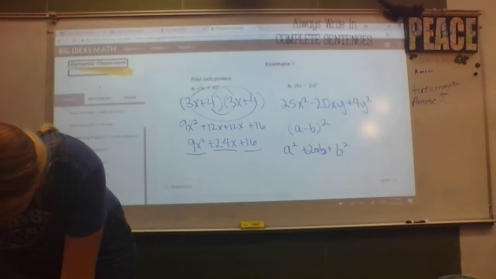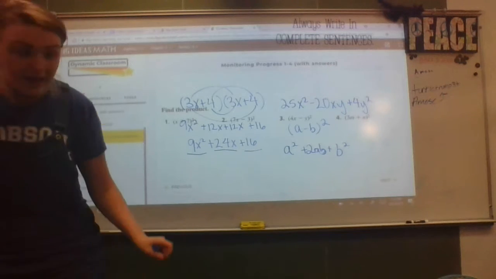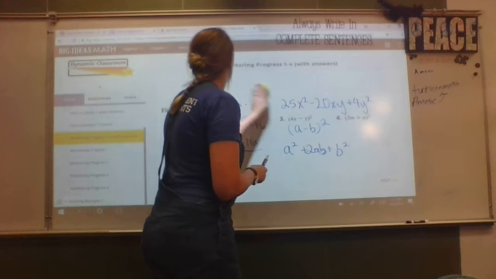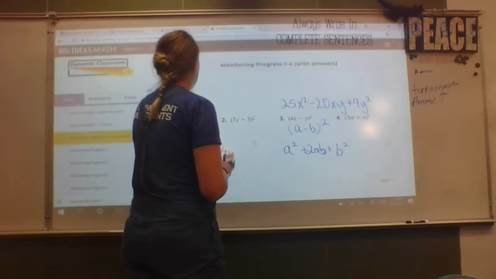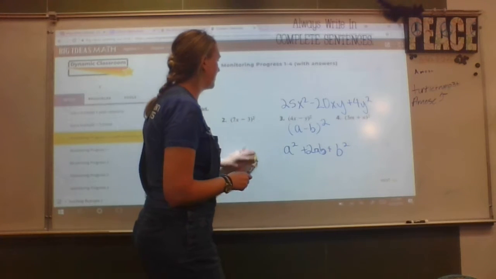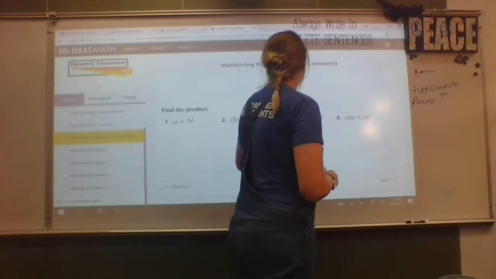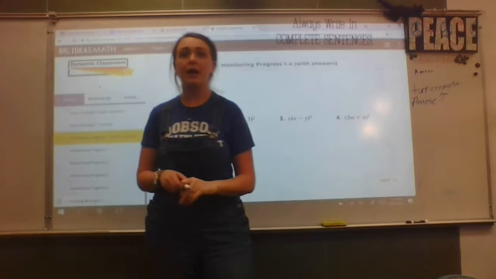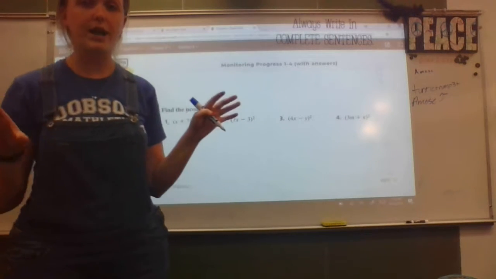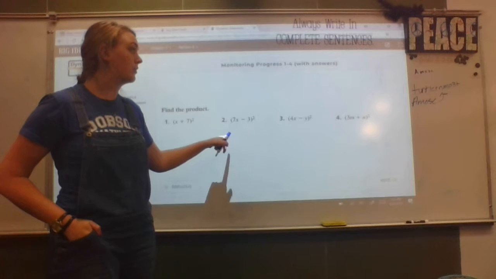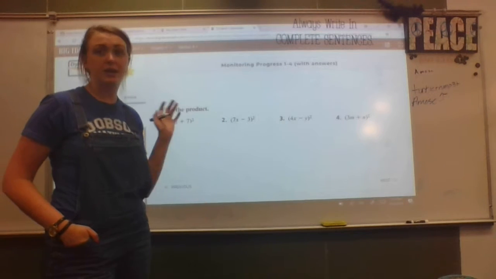If you look below, you guys have 4 examples of problems like this that you can do on your own. So I want you to try to use that formula that we just came up with, a squared plus 2ab plus b squared, to see if you can find all 4 of these. So again, I want you to work on these 4 try it yourself problems, pause me, then when you're done, we can check them. So pause now.